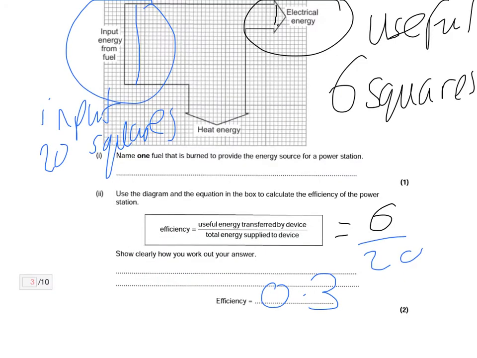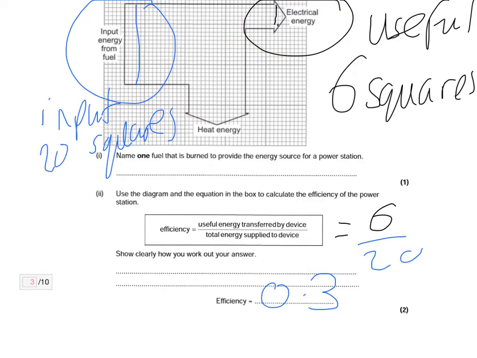Now when we come to answer part 2 of A, it says to use the diagram and the equation in the box to calculate the efficiency of the power station. Because this is quite awkward to do, I've gone through the process of writing things on the board first, so I'll draw your attention to the bits that I've done. This equation says that efficiency is useful energy transferred by the device over total energy supplied to the device. So we know that the useful energy for an electrical power station is to produce electricity, which is this bit here.